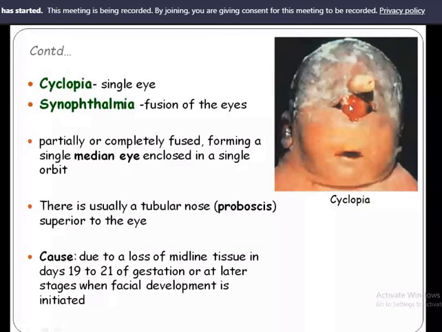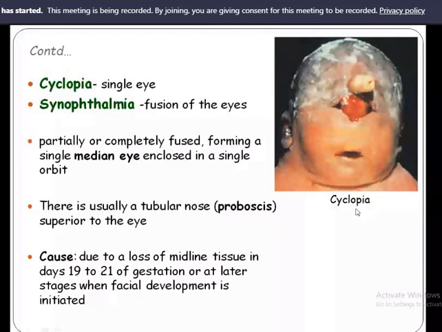Superior to the eye. Now, what is the cause for this? There may be a loss of midline tissue on day 19 to 21 or at a later stage, when facial development is initiating. At that time, when there is loss of midline tissue, those structures get fused and form a single one.